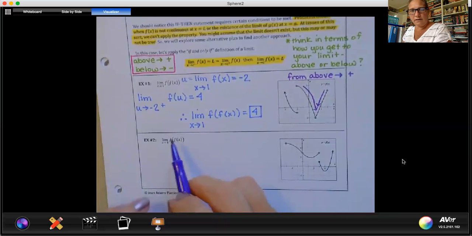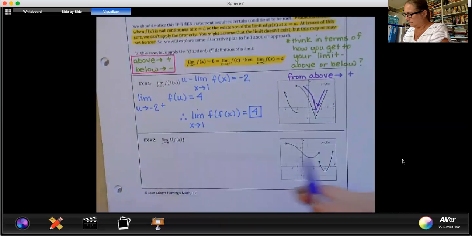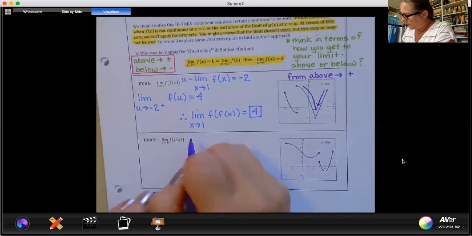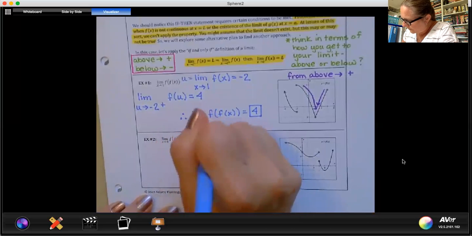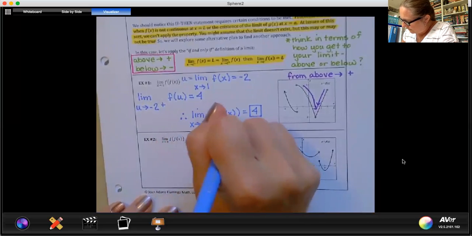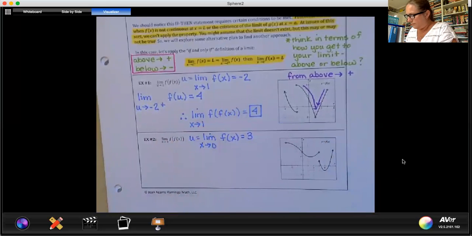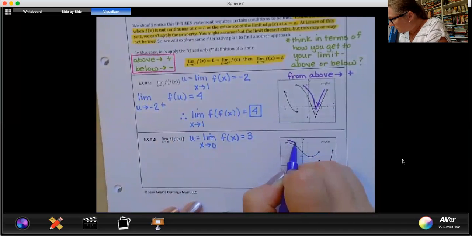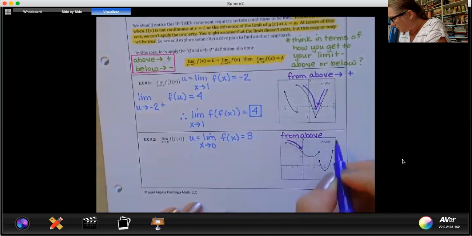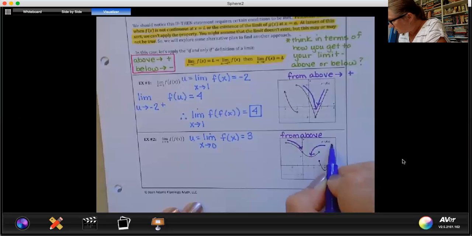So if that was kind of confusing, hopefully by the time we're finished, you will have caught on. Looking at your graph, the limit as x approaches 0 of f of x. So looking at 0, we get 3. So u equals the limit as x approaches 0 of f of x, which is equal to 3. Now, to get to this limit, you came from above and from below.